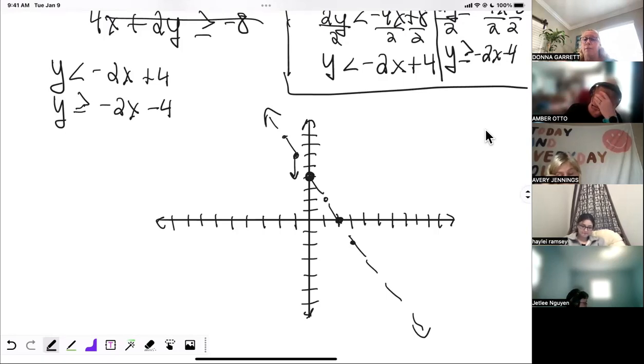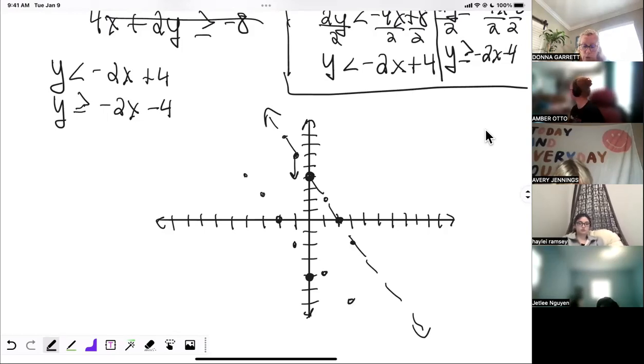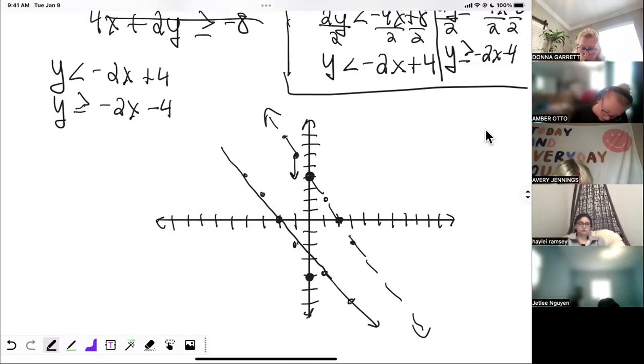And now we're going to graph the second line, which starts at -4. 1, 2, 3, -4. Same slope, up 2 over 1, up 2, left 1, up 2, left 1, up 2, left 1, up 2, left 1, and let me go backwards. Down 2, left 1, down 2, left 1. Now this says equal to, so this is going to be a solid line. This one's a little off. But it says greater than or equal to, so it's going to be up.